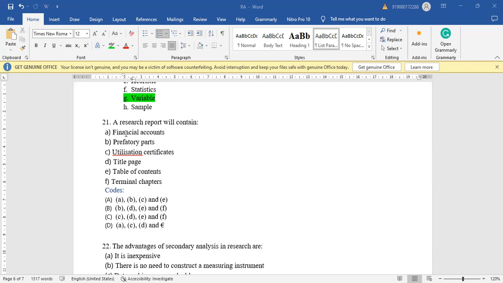Simple logic. No research report will have financial account. Option B, sir. Financial accounts. So I rule out option A. Yeah, B and option D. Kindly mute yourself, please.